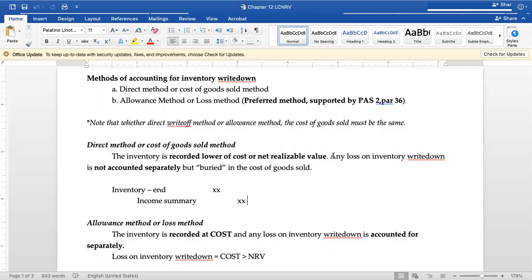So any loss on inventory write-down is not accounted for separately. So if there is loss on inventory write-down under direct write-off method, dili na siya accounted for separately. So the entry is kanang ato. Automatic, the inventory is measured at the lower between your cost or net realizable value because the loss on inventory write-down is already buried in the cost of goods sold. So included na sa diri.